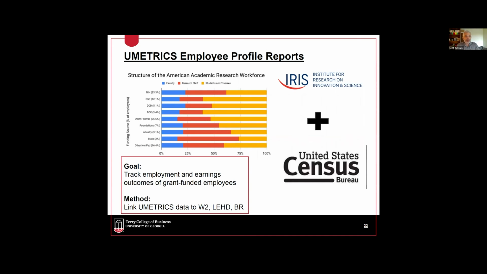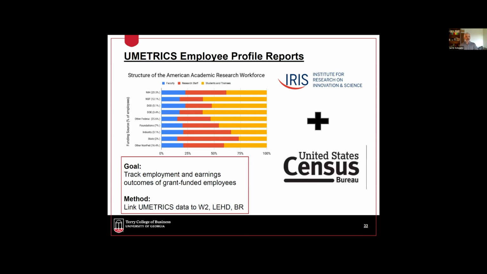To wrap up, I'll spend some time talking about work that I've been doing at the Census Bureau with the UMETRICS. This is the partnership between the Institute for Research and Innovation in Science, IRIS, and the Census Bureau. The goal of this partnership is to track employment and earnings outcomes for grant-funded employees. There's more research going on here in the Innovation Measurement Initiative.